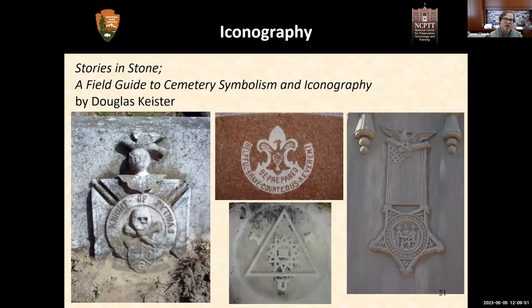So another thing to look at when you're doing documentation is the iconography. It tells us more about how that person lived. Were they part of a profession? Were they part of a club? Were they part of a fraternal organization, a religious order? Any of those things adds more information about that person. So make sure you photograph that, make sure you write that down.